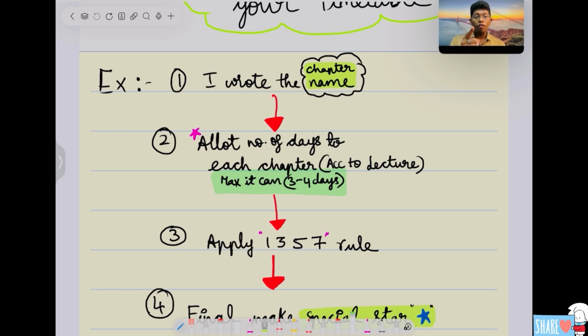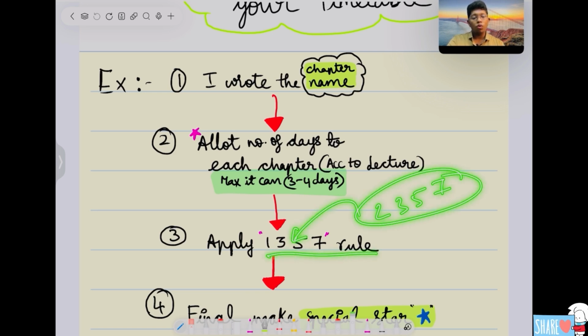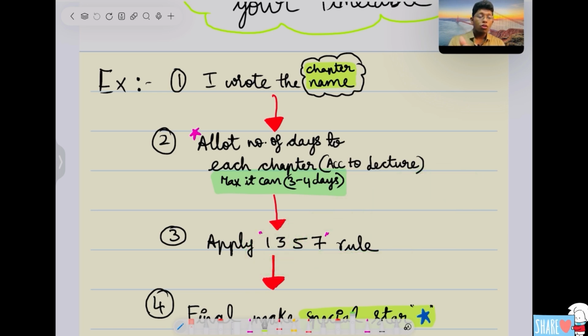is that many of you may have heard of the 2357 rule, but I have modified it into the 1357 rule that I have said in the demo video. This is the special thing that you should apply and see, then only your revision will be very strong, and you will not forget it. Definitely this is a very important rule that you should apply and work out. This will definitely help you in the end.